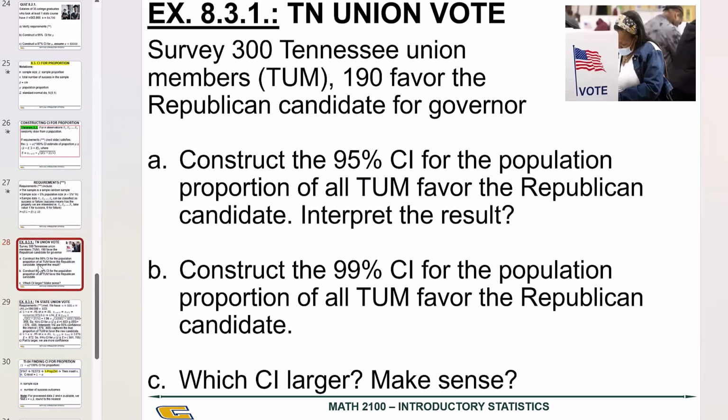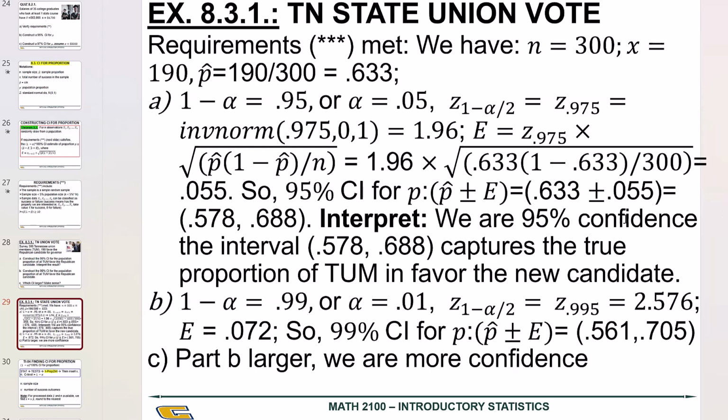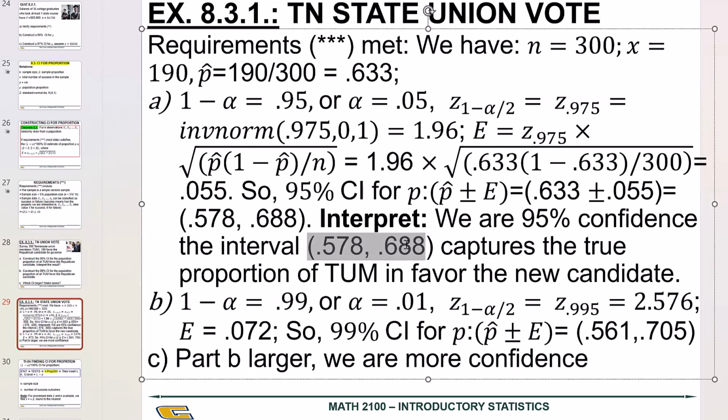So part C is which confidence interval is larger, does it make sense or not, right? In this case, you can see the interval for a 95% interval is from 0.578 to 0.688, okay? So we say that with 95% confidence, the true proportion of people in favor of the candidate is from 0.578 to 0.688, which is about 57.8% to 68.8% in favor of the candidate, right?